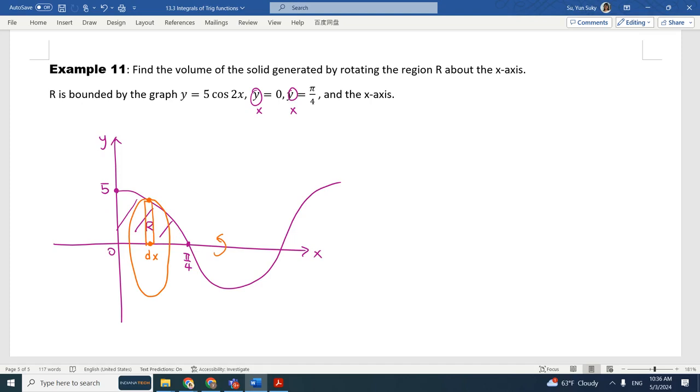If you have 1 R, then it's only this method. If you have 2 R, then your volume is the sum of pi big R squared minus small r squared dx. In this case, we only have one r, so we don't have the small r squared here. We only have a disk, not a washer. The big R is our function. Our function is 5 cosine 2x.